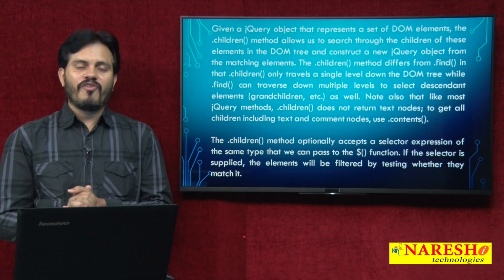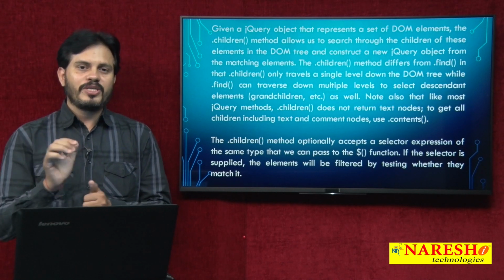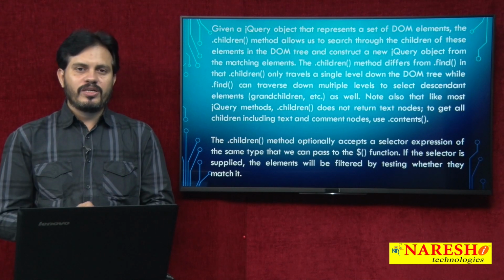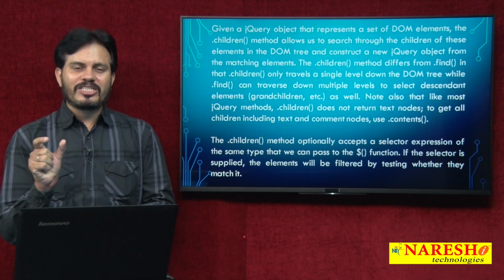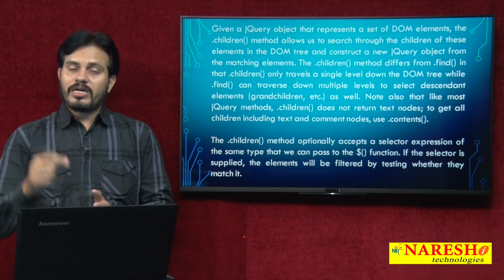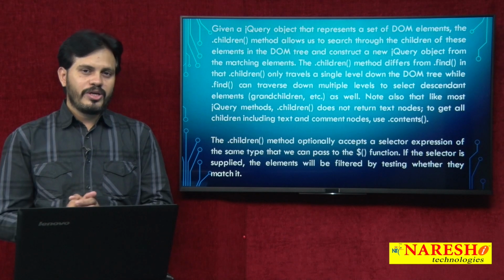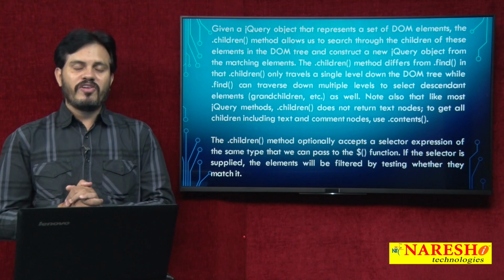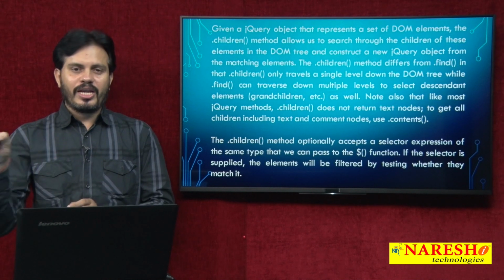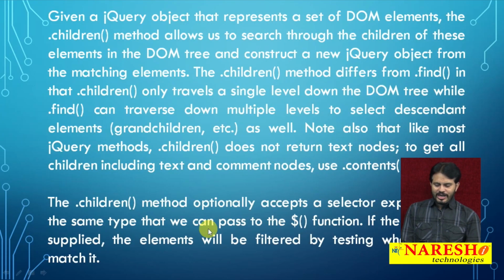It means it is not going to look at each and every child, only those children which are of type paragraph tag, nothing but p tag. So that also we can provide, but it is optional. If you are not providing the selector expression to the children method, by default it looks for all children. But remember, the children method is not going to select text nodes and comments. It only looks for elements, which are defined in the form of angle bracket opening and angle bracket closing, with self close or separate close. If the selector is supplied, the elements will be filtered by testing whether they match it or not.